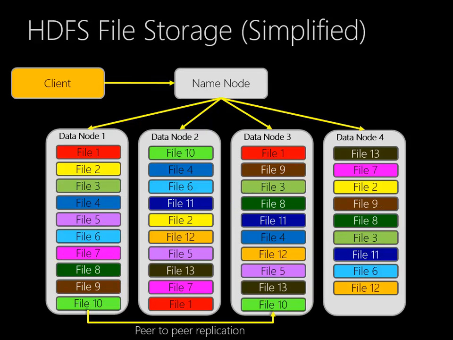So by distributing the files around to 3 nodes or maybe 5 nodes, depending on configuration, we can get a level of redundancy and reliability in those files. So if data node 3, for example, goes down, we still have 2 other copies of every file that it was hosting somewhere else in the system. So that helps with reliability. And as we'll see later, it also helps with distributing processing.